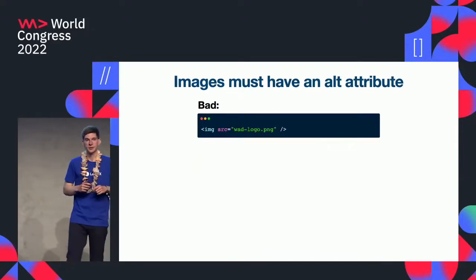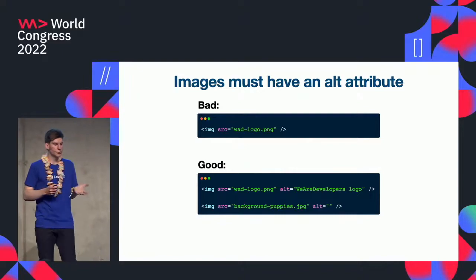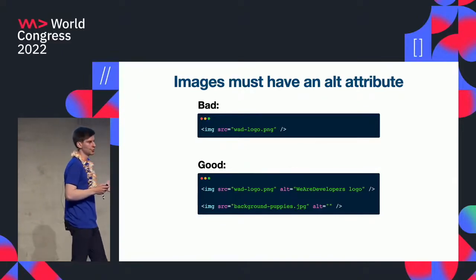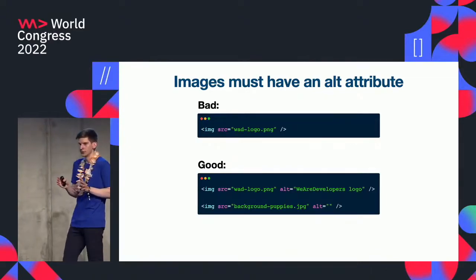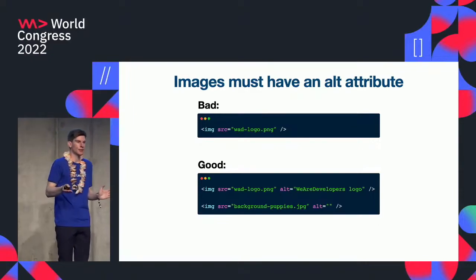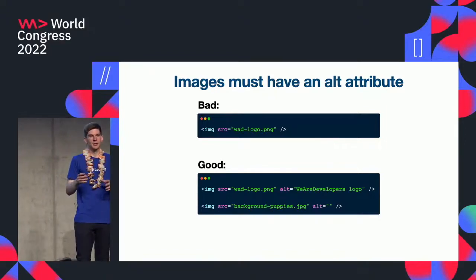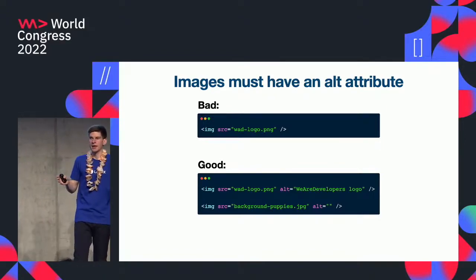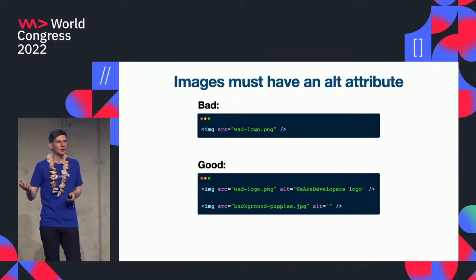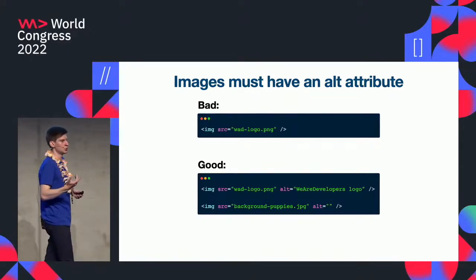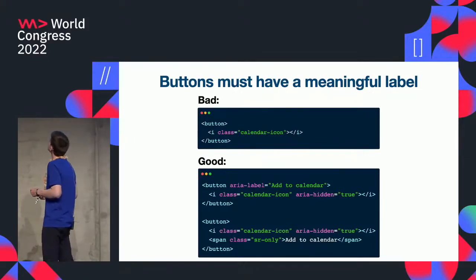Images must have an alt attribute. So that one doesn't have one. Here are two examples of valid alt attributes. The first one actually describes what's in the image. The second one is just empty. Now, why is that? That's because the background puppies picture is only presentational. It does not convey any meaning on my website. And while one might think, well, then I can omit the alt attribute altogether, you should actually set it to an empty string. So that is also a common pitfall.